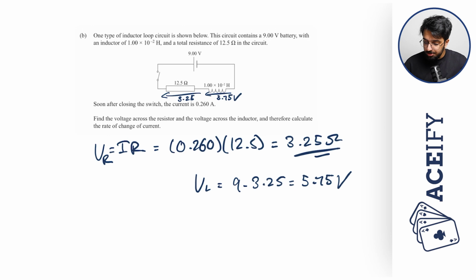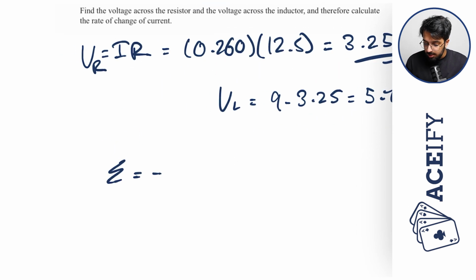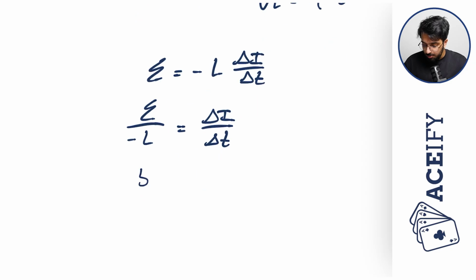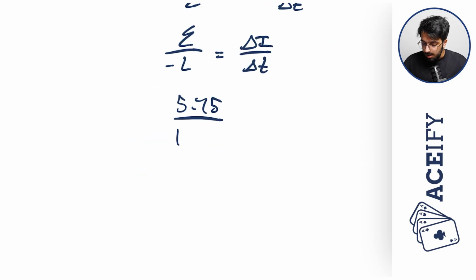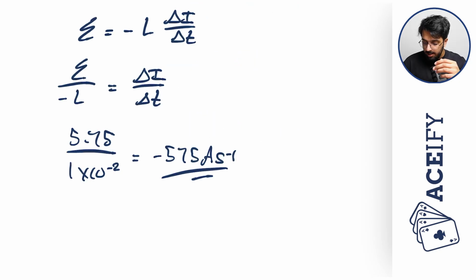As we know, the voltage across the inductor is the EMF of the inductor, and the EMF of the inductor is equal to negative L, change in current, all over change in time. This value right here is the rate of change of current, and so our EMF divided by negative L is equal to the rate of change of current. Therefore 5.75 divided by 1 times 10 to the negative 2 is equal to negative 575 amps per second. What this negative is saying is that the rate of change of current is in the opposite direction to what the current is currently traveling in. Now looking at the marking schedule, it looks like this question does not require that knowledge.